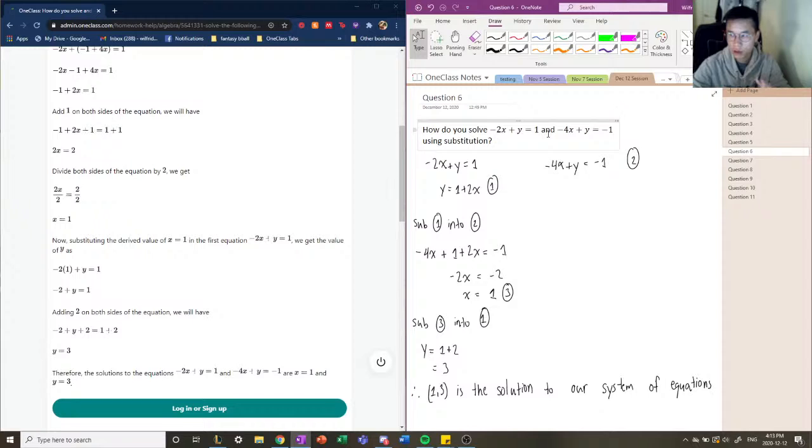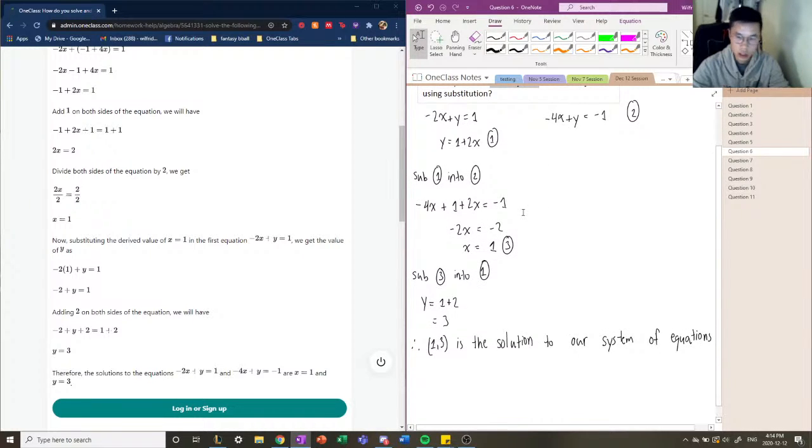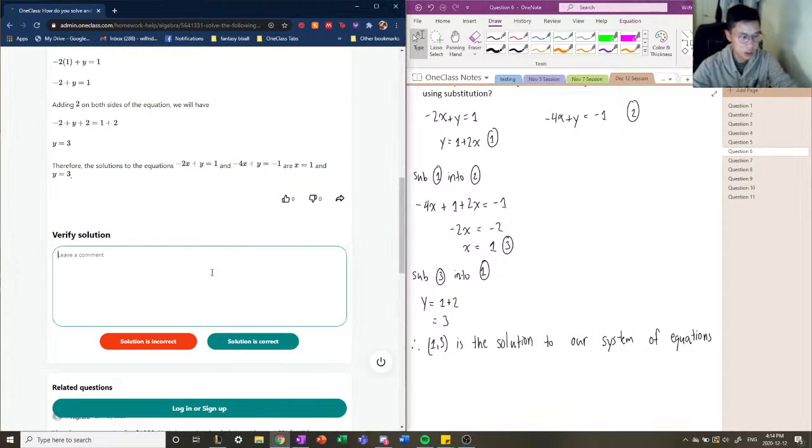So whenever you're evaluating this, please look at the nature of the functions first, so that you can understand how many points of intersection you have. Okay? So yeah, I'm going to move on. So this solution is correct. Cool.